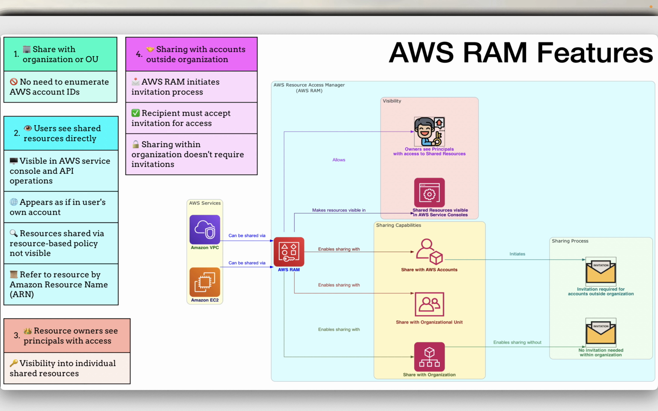If you share resources with an account that is not part of your organization, then AWS RAM initiates an invitation process. So this is outside of your organization. The recipient must accept the invitation before that principal in the target account can access the shared resources. After you turn on the ability to share within your organization, sharing with accounts in the organization does not require an invitation. So only outside your AWS organization does it need an invitation. Same organization, there is no invitation.